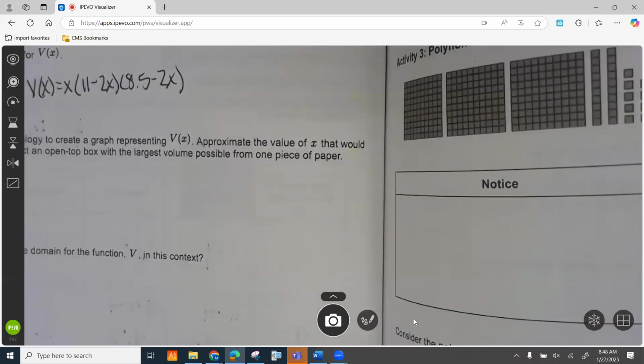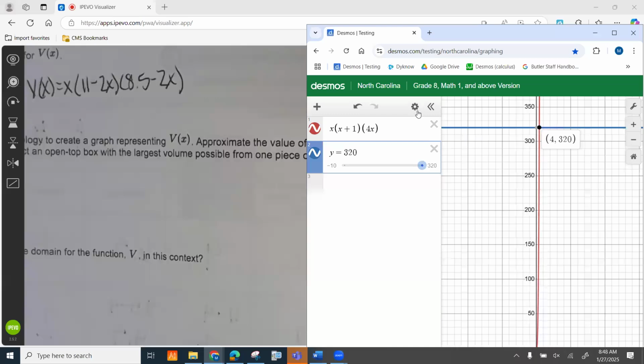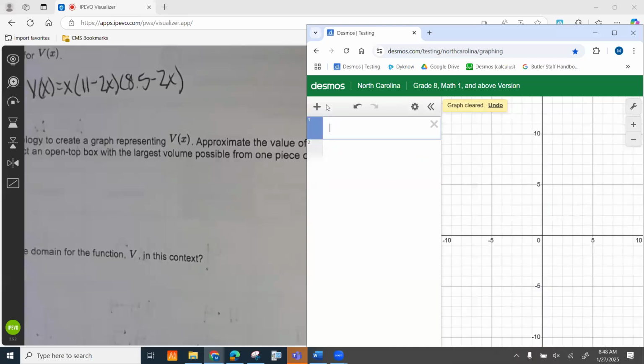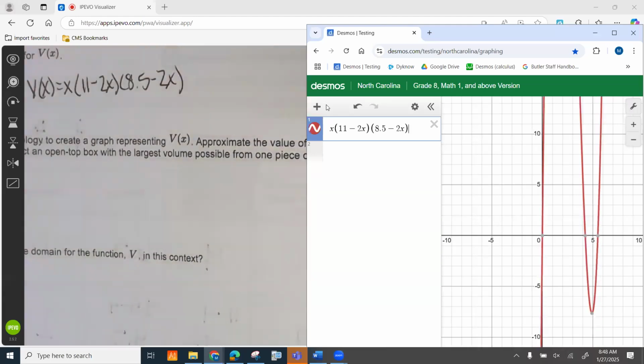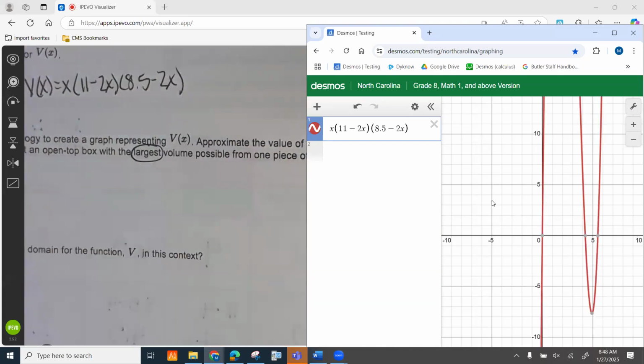Now, unlike that little warm-up we had with those boxes, which I graphed just a second ago, this time they didn't give us the volume. I'm just going to put x times (11 minus 2x) times (8.5 minus 2x). All right. And the key is, and I want you to circle this word, the largest, or highlight it. We want the largest volume. Okay. Now, here's some things.